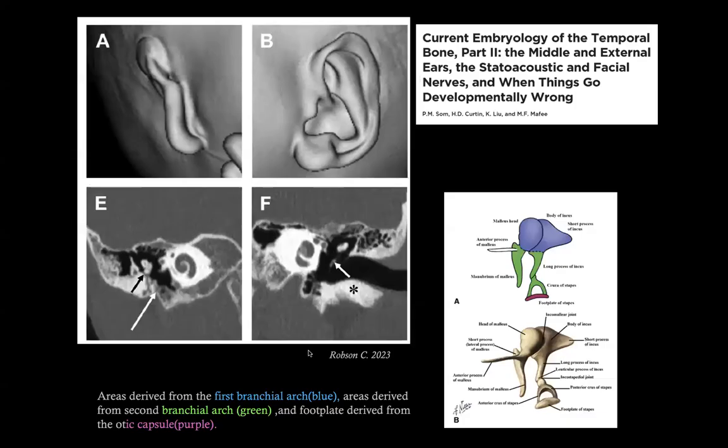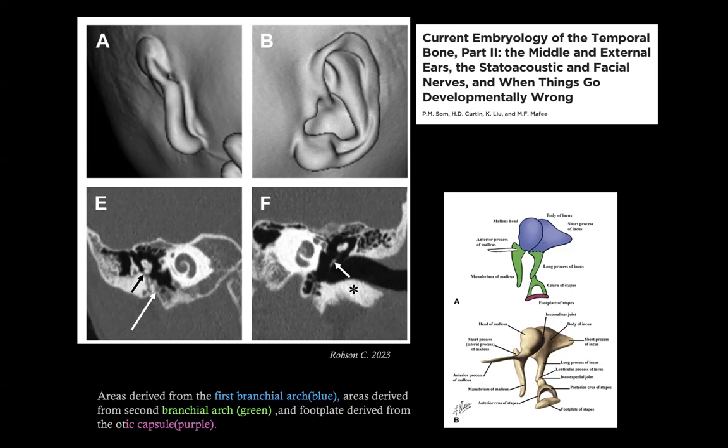Now, the most important thing to remember in terms of development of the ear is that the middle and external ears develop together from the first and second branchial arch. And you can see the ossicles developing in blue from the first branchial arch, in green from the second branchial arch, while the footplate develops together with the otic capsule.